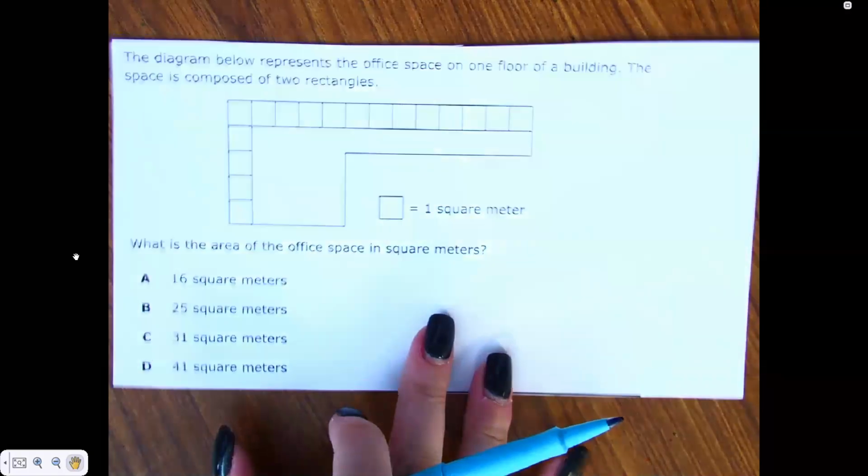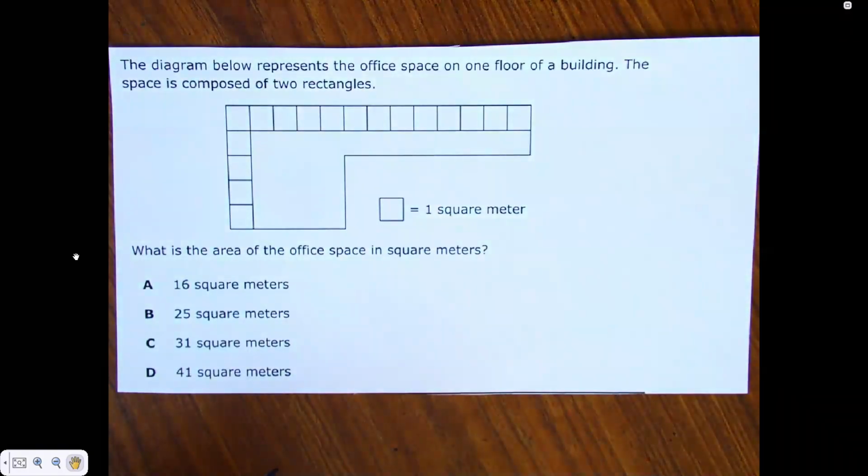The diagram below represents the office space on one floor of a building. The space is composed of 2 rectangles. What is the area of the office space in square meters? So I'm again looking for area. So what's the first thing I need to do?